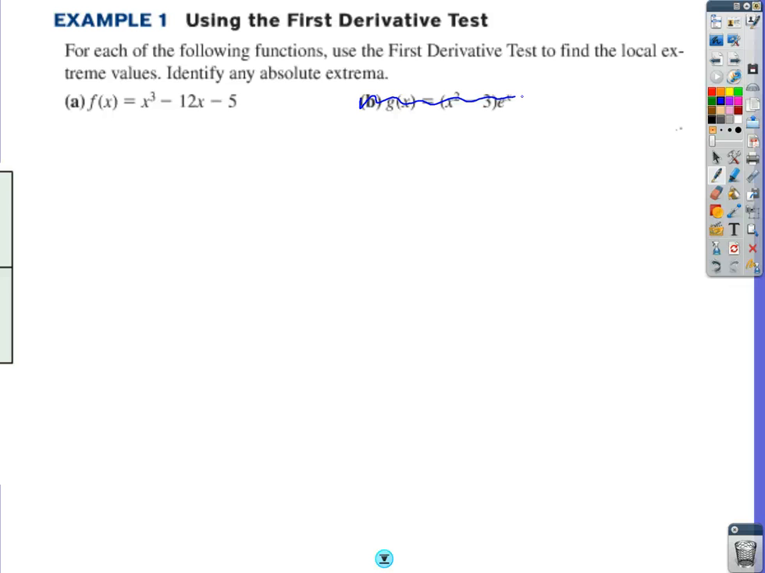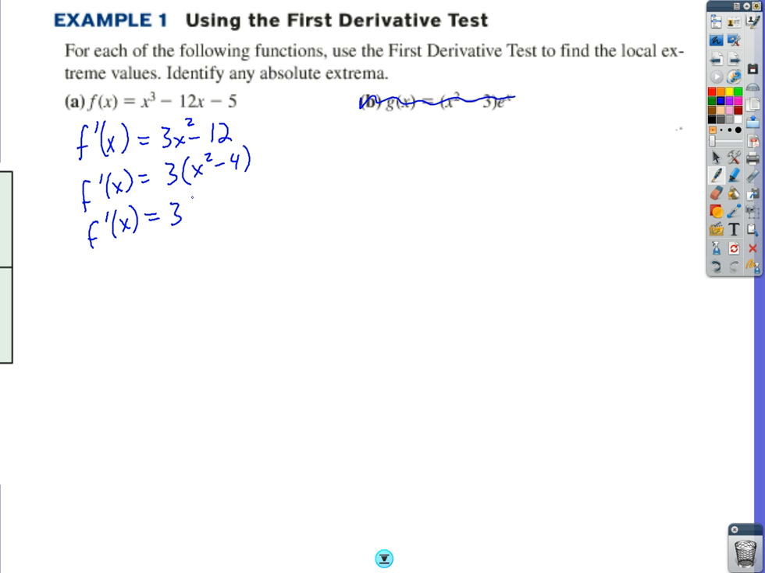So the first derivative here, f prime of x, is going to be equal to 3x squared minus 12. Since I want to set this equal to 0 or where it does not exist, I'm already thinking that in my head. I would probably want to factor some things out to make this a little bit easier for myself. So f prime of x is equal to 3 times x squared minus 4, which I can factor even more: 3 times x plus 2, x minus 2.